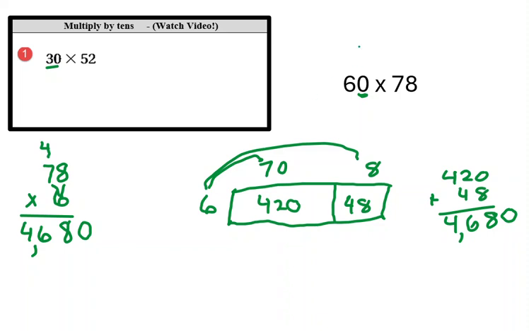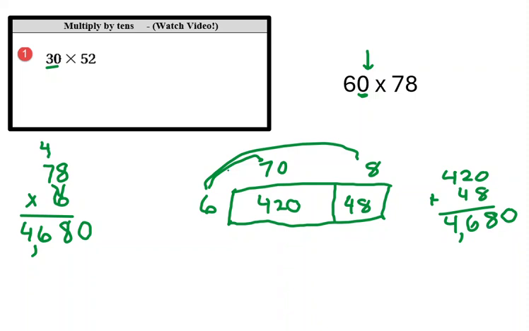So here's the thing: when you're multiplying by tens, you can take this 0 off, do your math, and then on your final product, put that 0 back on again. It's the same thing as multiplying by 10, and then you'd have the correct answer, okay?